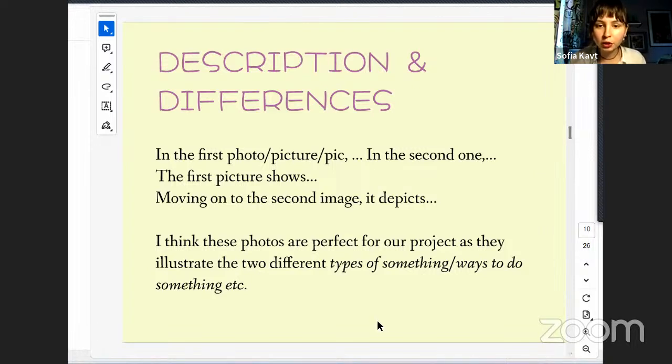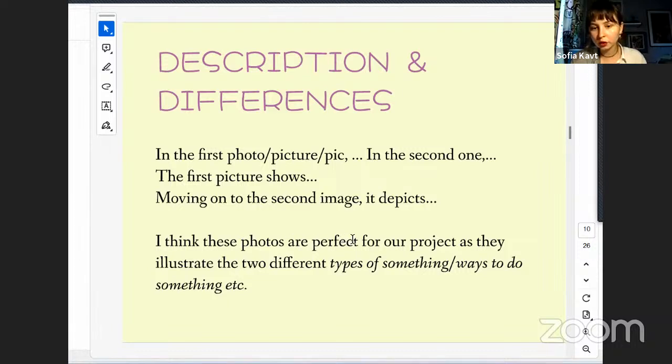In the first photo, picture, or even pic, to be more informal, we can see the following, or the following is happening, right? Then in the second one, the following is happening. Alternatively, you can say the first picture shows blah, blah, blah. And then moving on to the second image, it depicts the following. Then if you want to, or even if you don't want to actually, because it's pretty crucial, you need to say something like this.